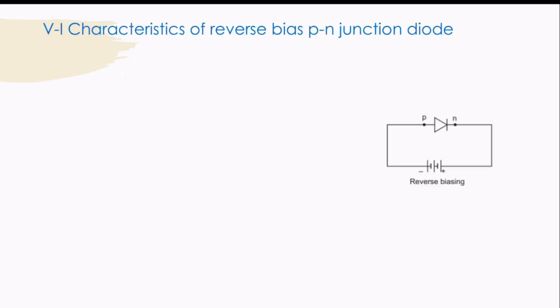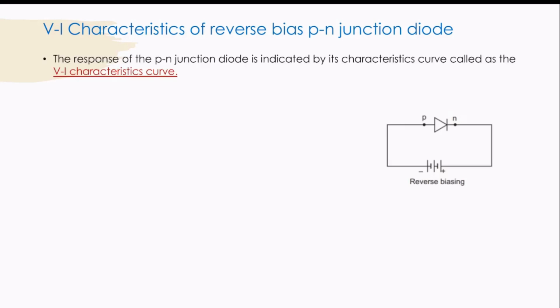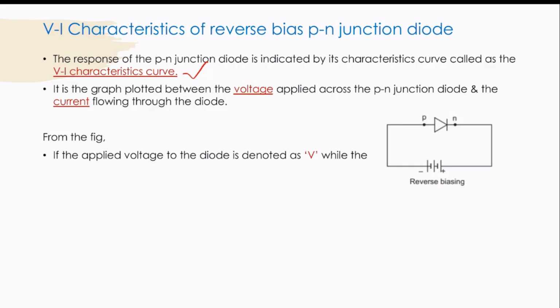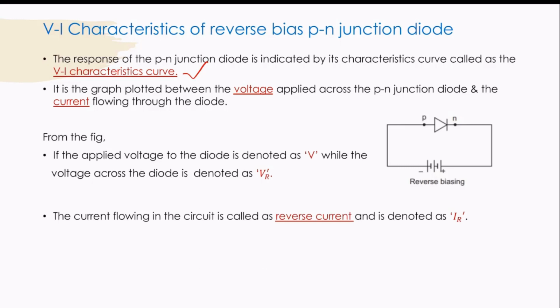Now let us see how to draw the VI characteristics of the reverse bias PN junction diode. The response of the PN junction diode is indicated by its characteristics curve, called the VI characteristics curve, and it is a graph plotted between the voltage applied across the PN junction diode and the current flowing through the diode. Now from the figure, if the applied voltage to the diode is denoted as V while the voltage across the diode is denoted as VR, then the current flowing in the circuit is called the reverse current and it is denoted as IR.